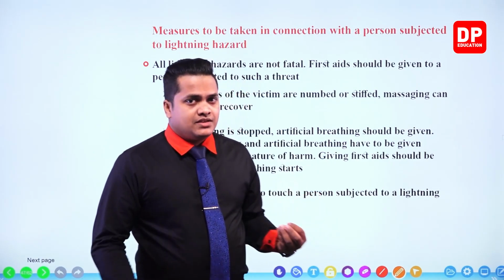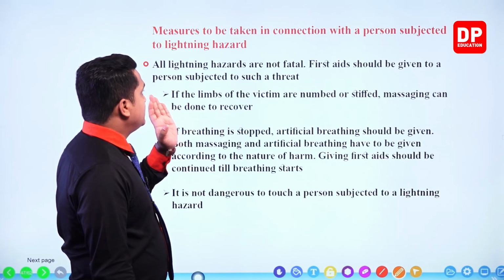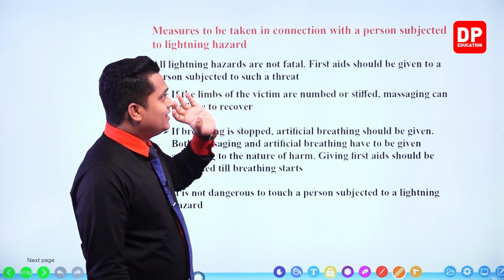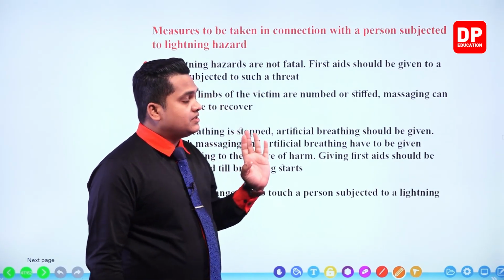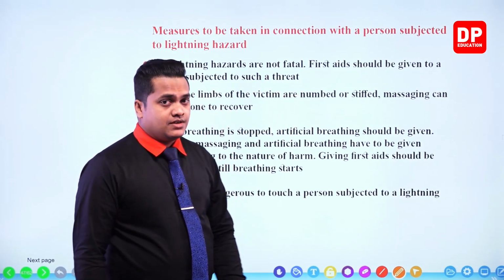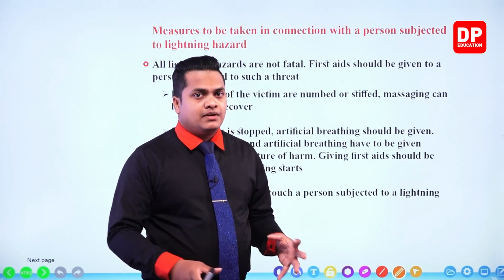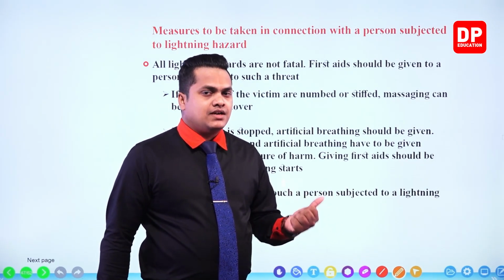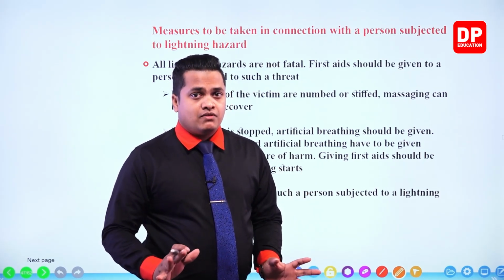So these are the things that we need to do in order to save a person, right? These are the measures that we can take if a certain person is subjected to a lightning hazard. By doing these things, you can save that particular person. Remember, not all lightning hazards are that fatal, but there can be some fatal ones as well.